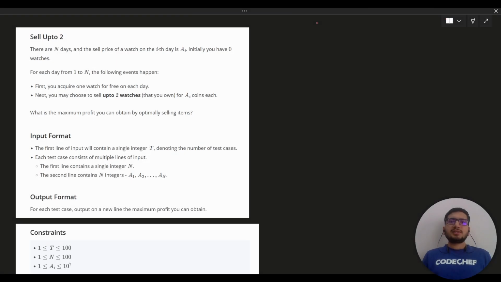The problem is Sell Up To 2. The problem difficulty is easy and there are no prerequisites. Let's have a read at the problem.